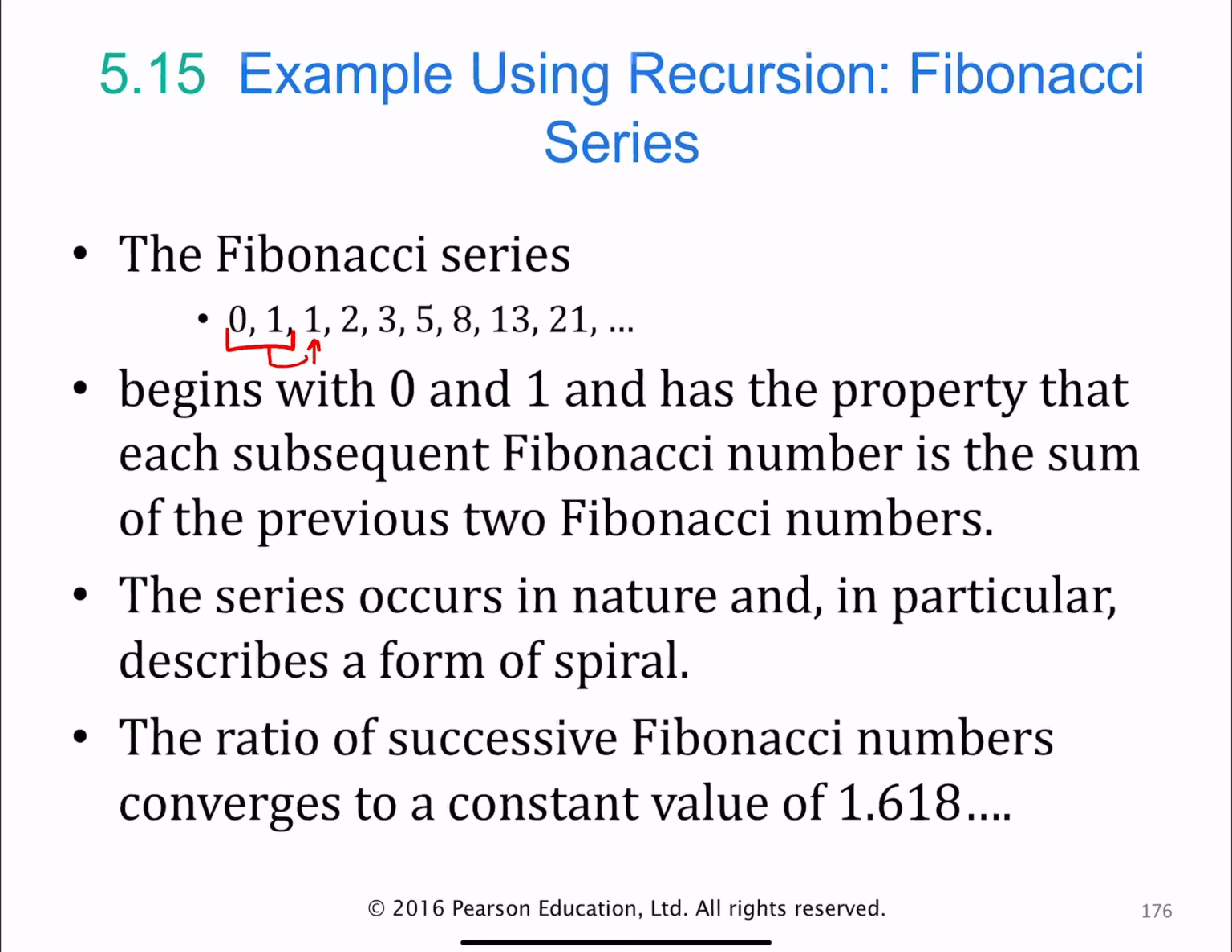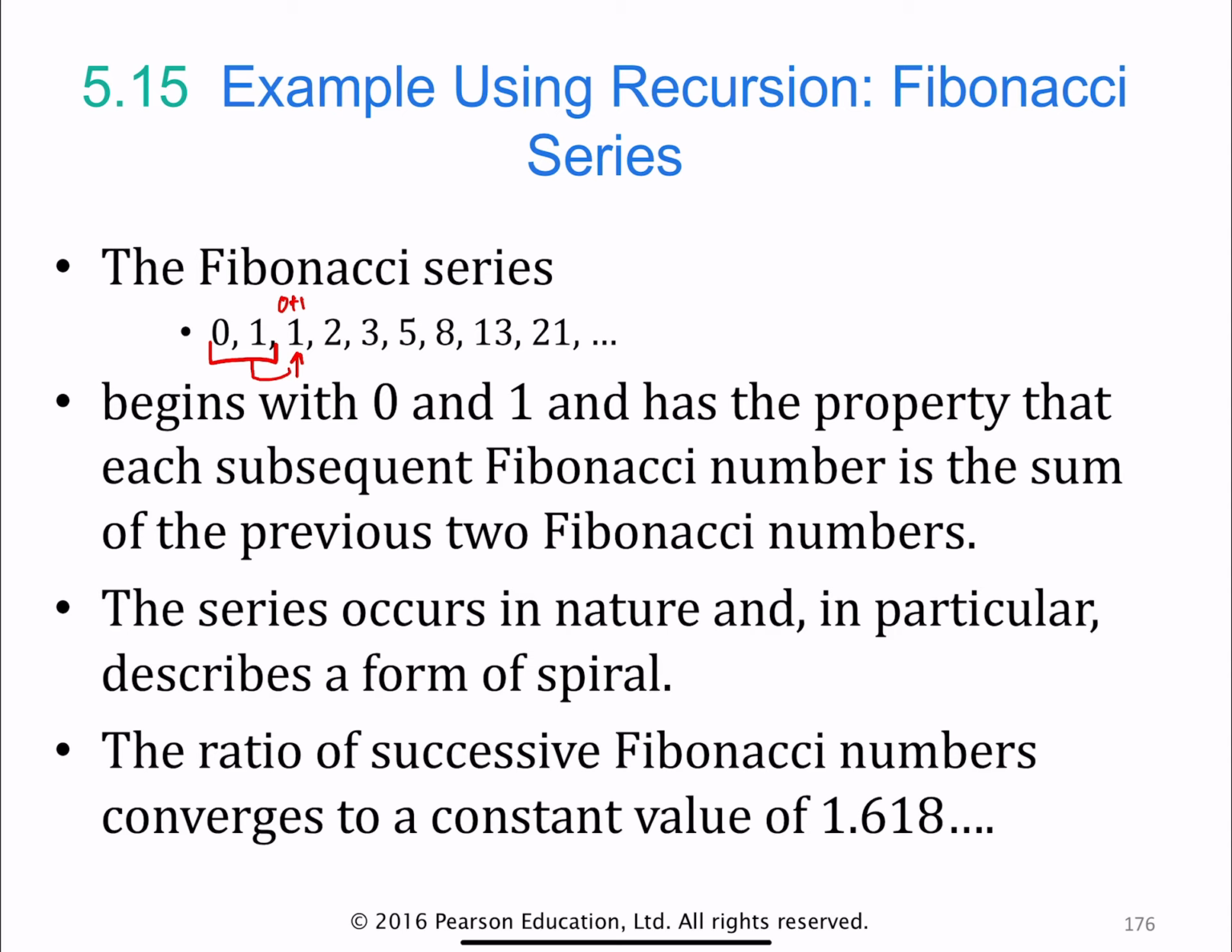So if you start at 0, 1, the next number is going to be the sum of 0 plus 1, which is 1. The next number after that is going to be the sum of the previous two numbers, in this case, 1 plus 1. The next one, 1 plus 2. Next one, 2 plus 3. Next one, 3 plus 5, and so on.